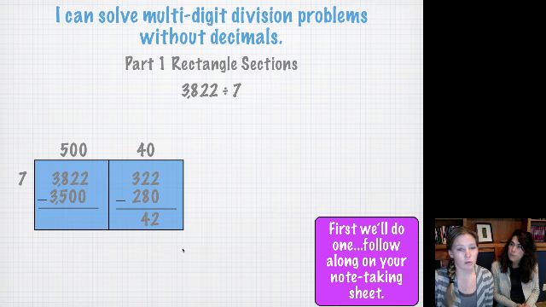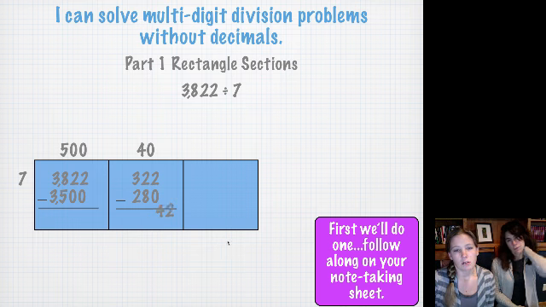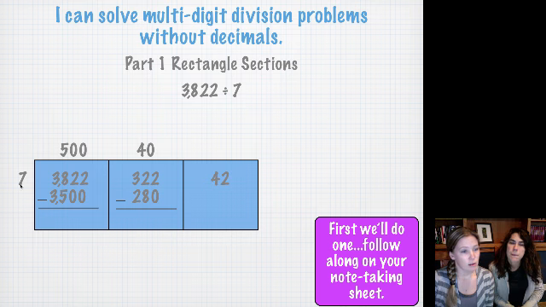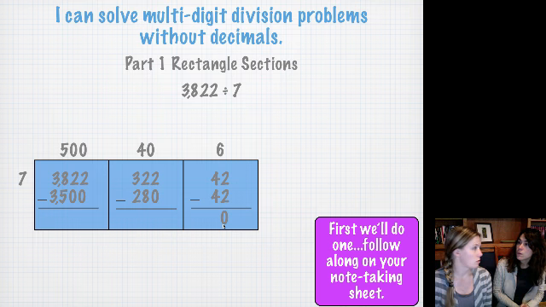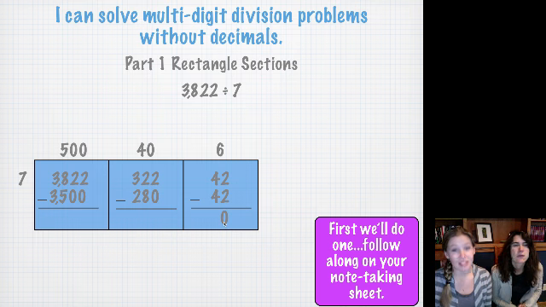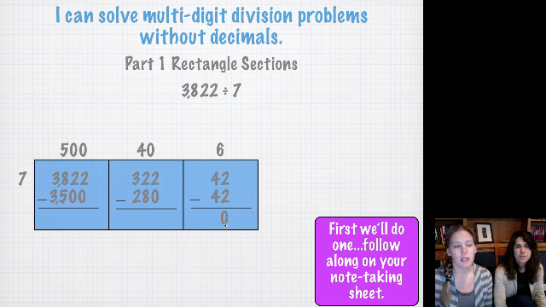And again, just like I did before, I'm going to add another rectangle, and I'm going to keep doing that until I end up not being able to divide 7 into whatever I have. So I'm going to move my 42 up to the top. How many times does 7 go into 42? Yahoo! I know this one. 6. So 7 times 6 is 42. Subtract, and I have 0. I have no remainder. Now, let's say there was a number smaller than 7 here. Do you know what that would be? That would be a remainder. It would be the remainder if you had something other than 0 here.